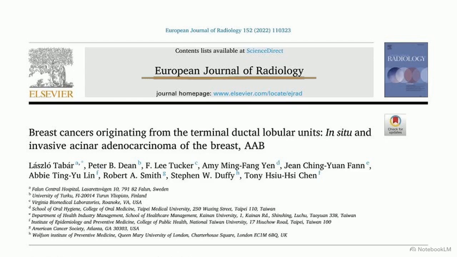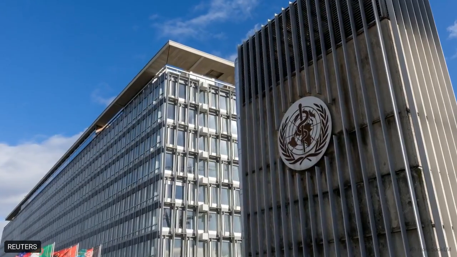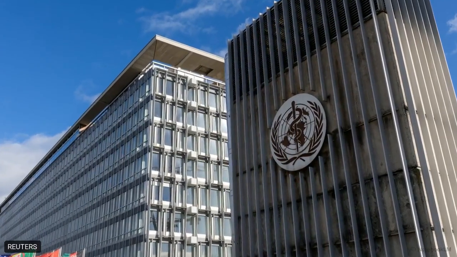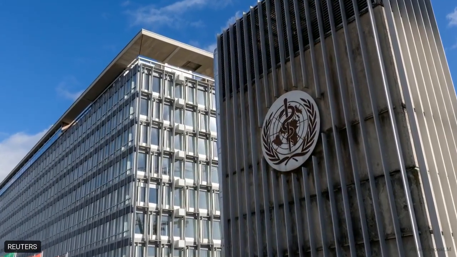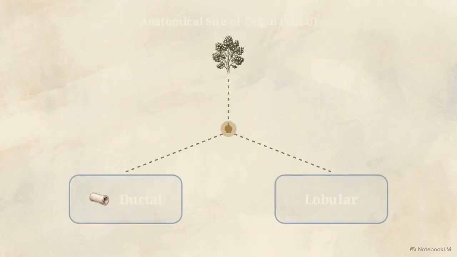This 2022 paper, published in the European Journal of Radiology, challenges the strict foundation of how we diagnose and categorize breast cancer. Currently, the World Health Organization classifies breast cancers arising from the terminal ductal lobular units, or TDLUs, into two arbitrary buckets. They are either called ductal or lobular.